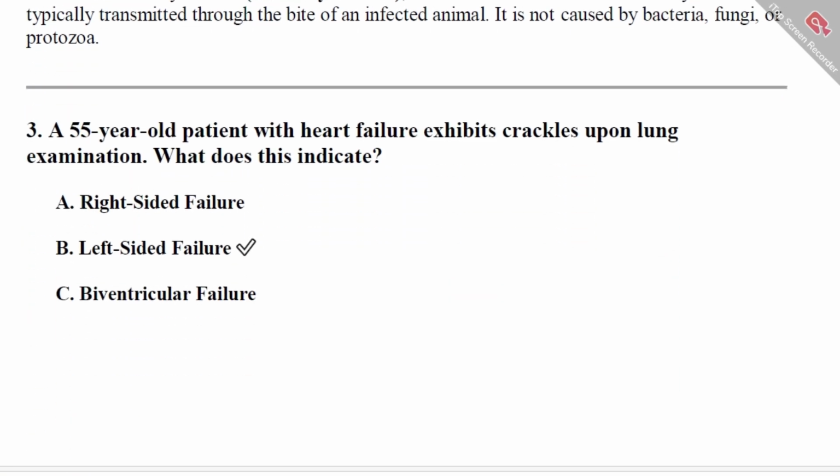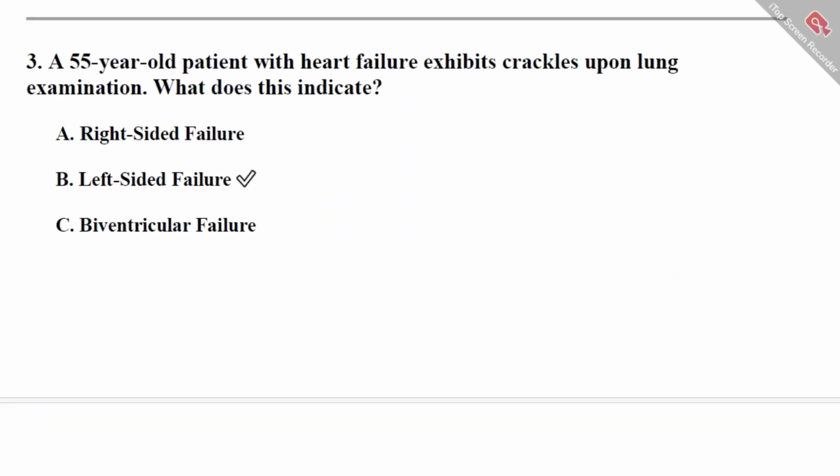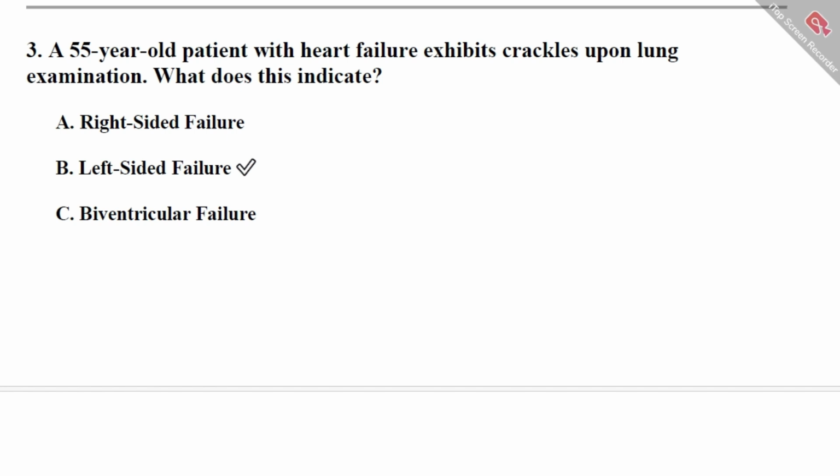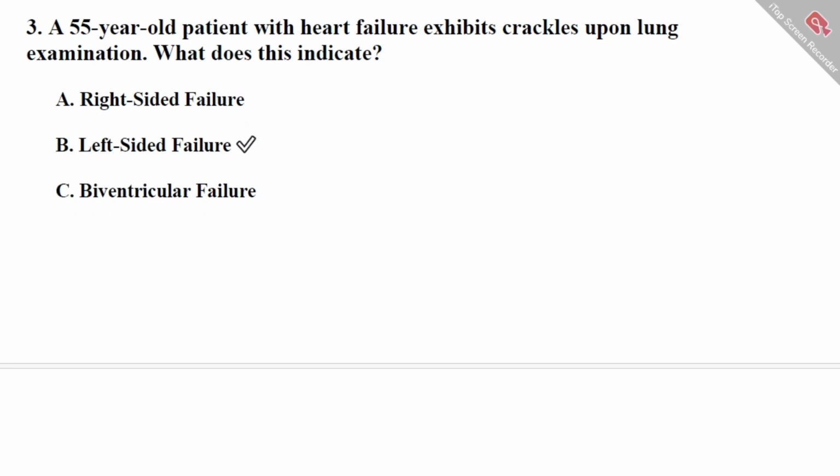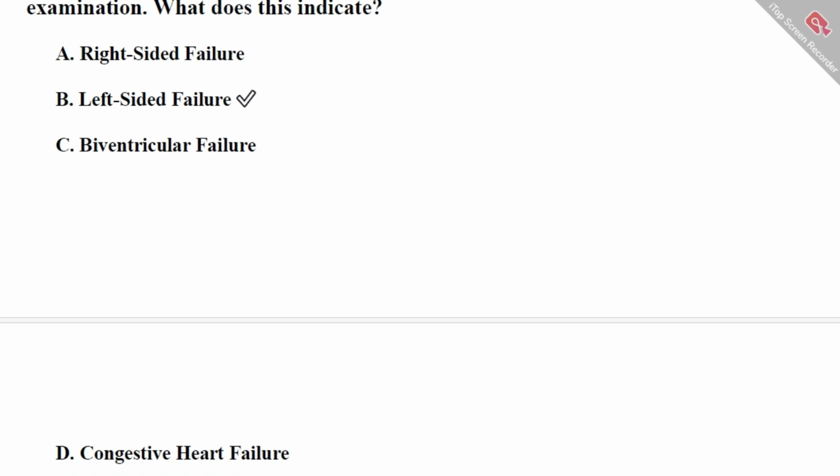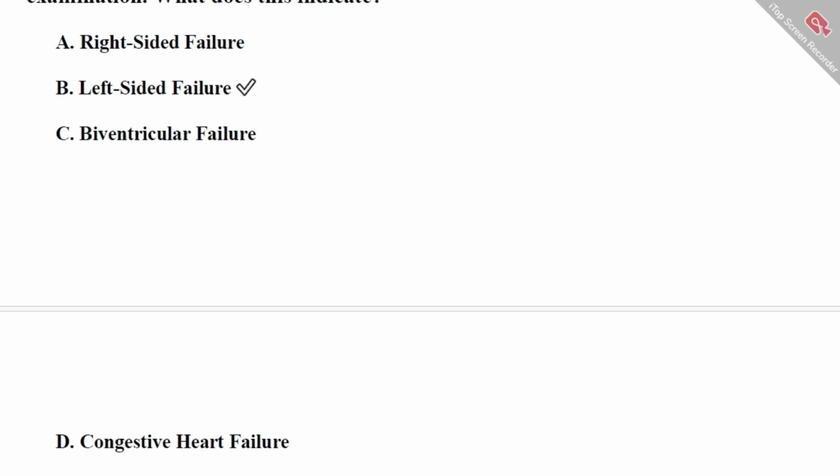Question number 3. A 55-year-old patient with heart failure exhibits crackles upon lung examination. What does this indicate? Right-sided heart failure, left-sided heart failure, biventricular failure, or option D, congestive heart failure. The correct option is option B, left-sided failure.